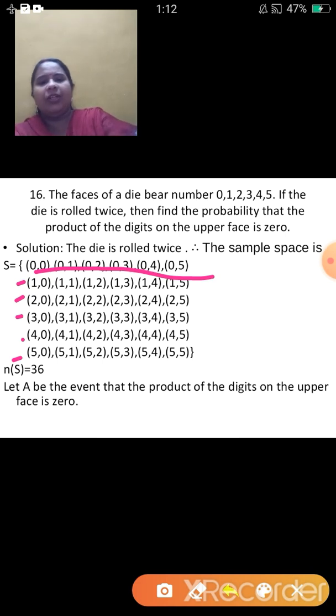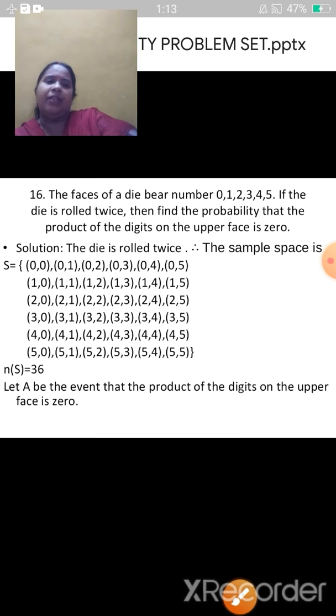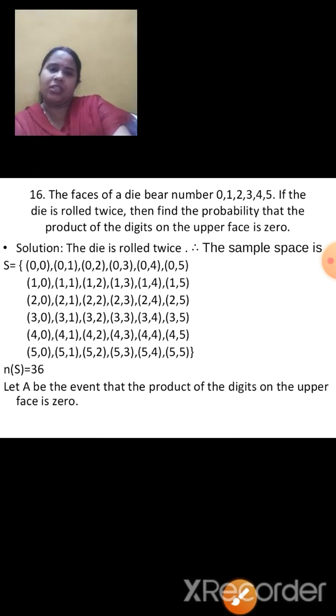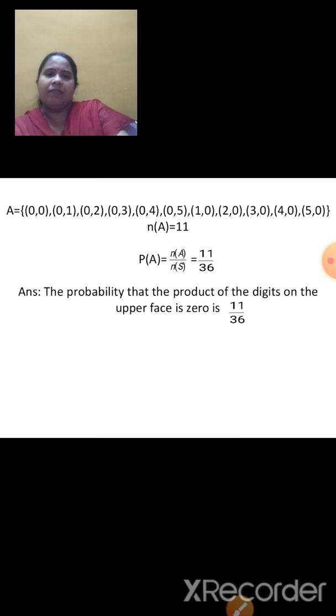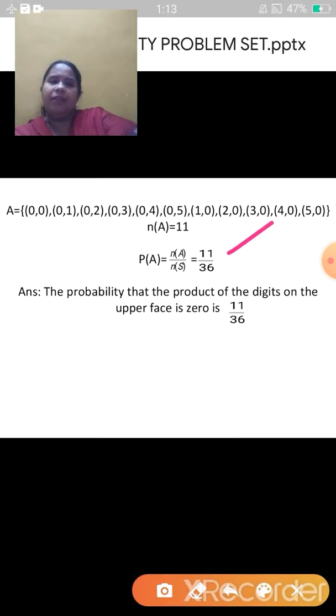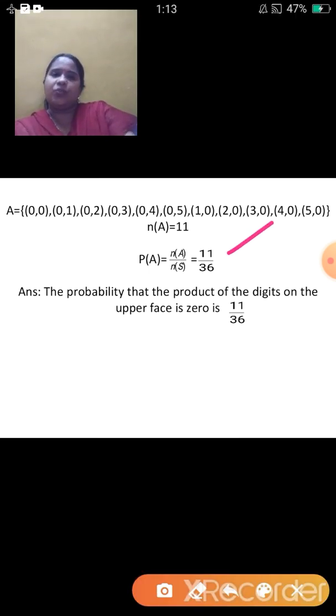So how many in all in this? Let us count it. How to write? Let A be the event that the product of the digits on the upper face is 0. So all the possibilities I have collected here. How many in all? 11. Find the probability. P of A is equal to n of A upon n of S. Total possibilities were 36. So the probability will be nothing but 11 upon 36, which cannot be reduced further. So hence we stop here. And the final answer is that the probability that the product of the digits on the upper face is 0 is 11 upon 36. Correct?